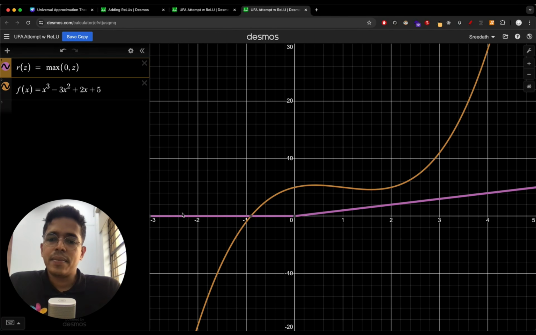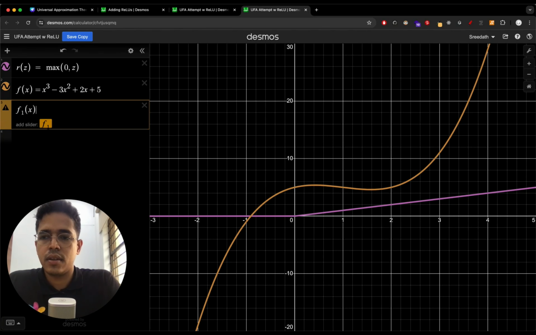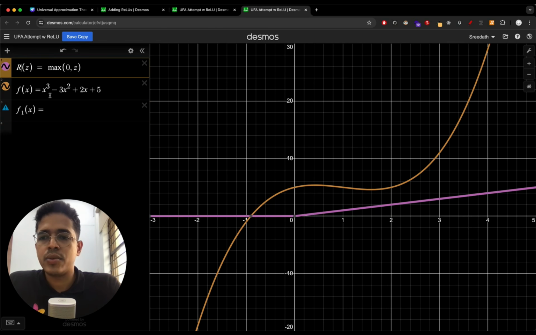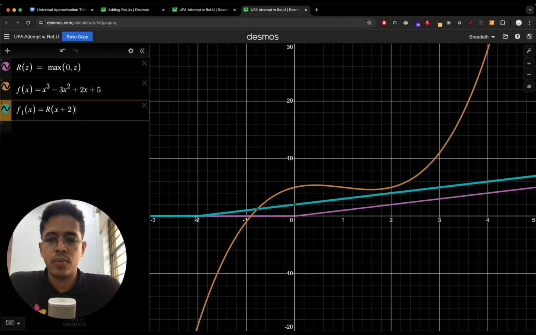Okay, so clearly this ReLU is not sufficient to do anything. So let's add another one. Maybe I can define something like this. Let's say f1 of x equal to, so I want to shift the ReLU to the left such that the transition point is from minus 2 to minus 1. So how do I shift the ReLU in the negative direction? I'll use capital R, so it's capital R of x plus 2, right? Okay, now the ReLU shifted to minus 2.